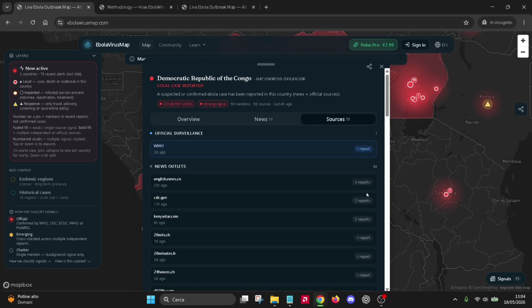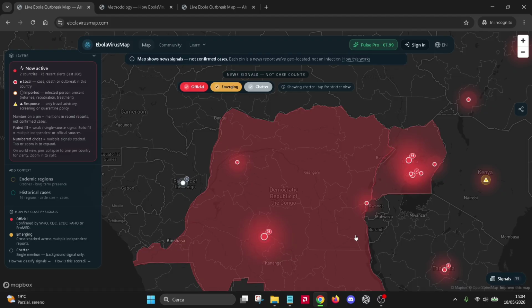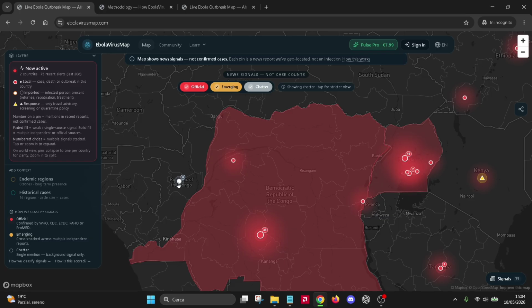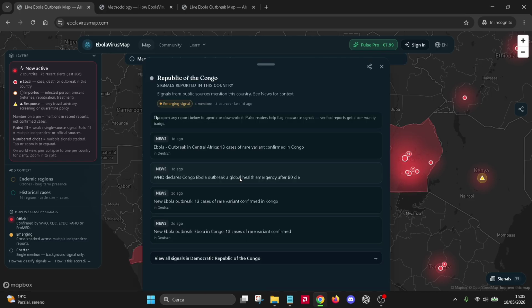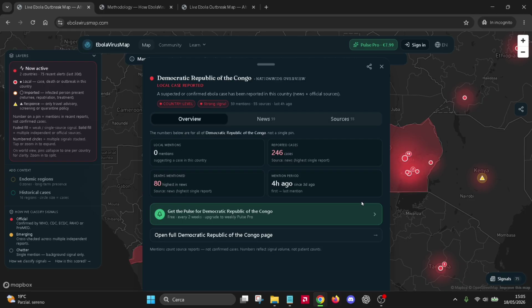The dashboard also highlights the role of time. Knowing where a signal occurred is useful. Knowing when it occurred is equally important. A report from several months ago may provide historical context, while a report from the last 24 hours may require closer attention. Temporal awareness is fundamental to outbreak analysis.